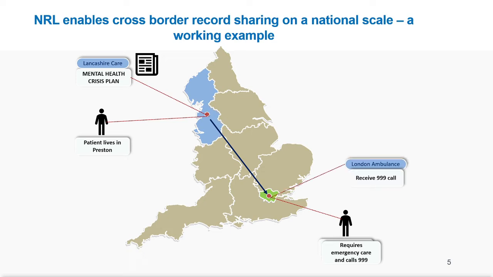London Ambulance receive the call and access the NRL to retrieve the crisis plan. With this information instantly at their fingertips, they're able to provide better care to the patient at the scene, which may ultimately mean conveying the patient to hospital is unnecessary. This example only represents the very first use case implemented on the NRL, but hopefully you can see the potential benefit NRL can provide to many different care settings and document types, some of which are already live or in the process of being implemented.